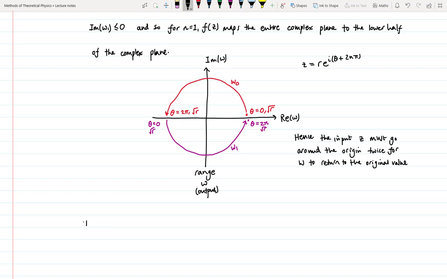We therefore note that our equation from earlier, w squared equals z, has no continuous single-valued solution w defined on the whole complex plane.